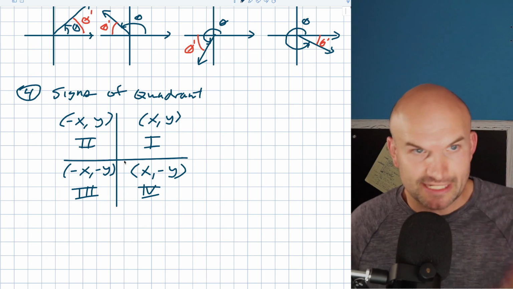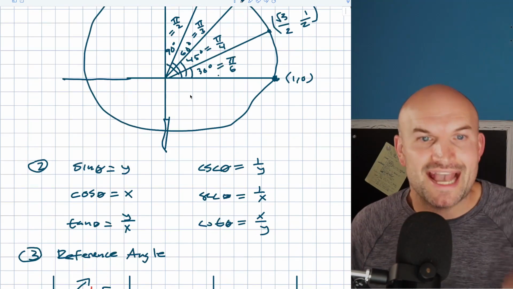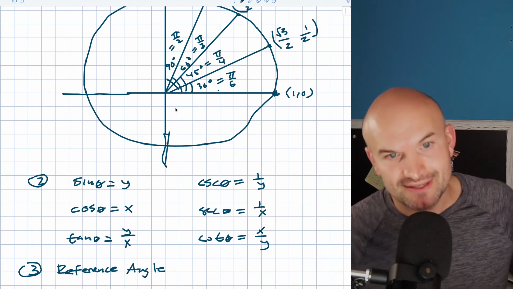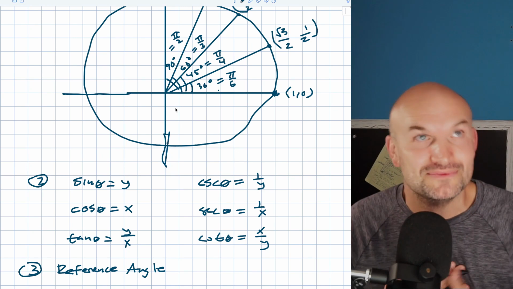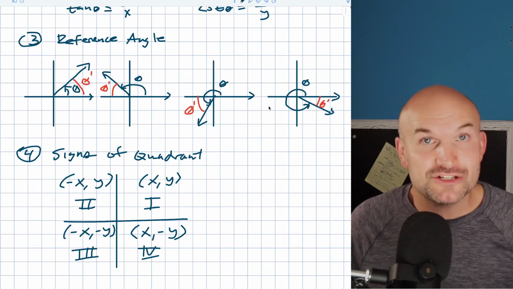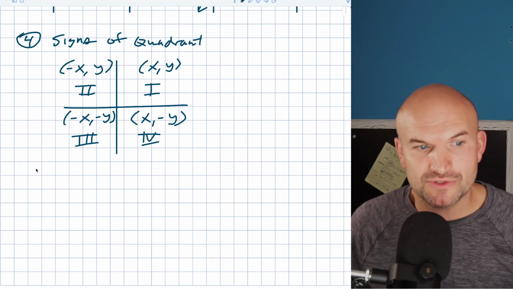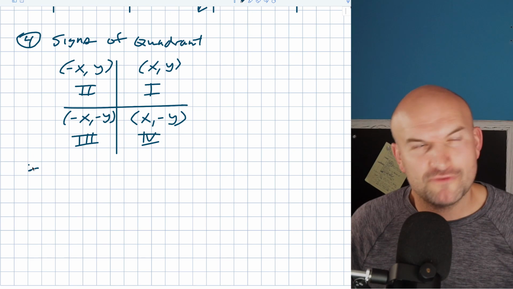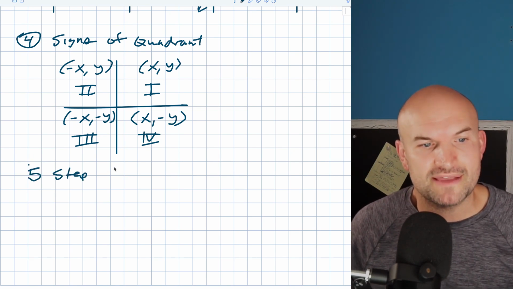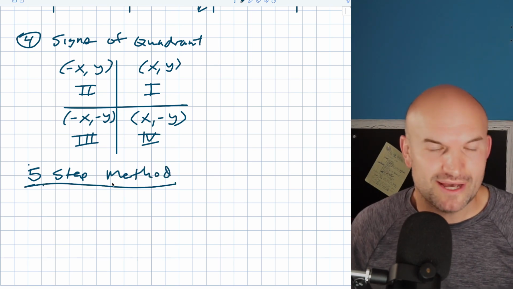Okay, so you need to know the signs. You need to know reference angles. You need to know your functions. And you need to know the first quadrant. So what is the method that I can use to evaluate any trigonometric function using the unit circle? Let's go to that. I think it's a 4-step, 5-step method. Yeah, no, actually, I'm sorry, it's the 5-step method to evaluate. Okay, let's go ahead and take a look.